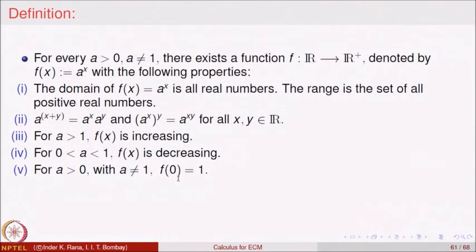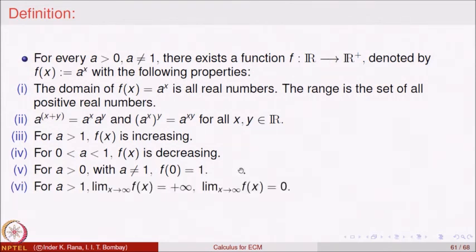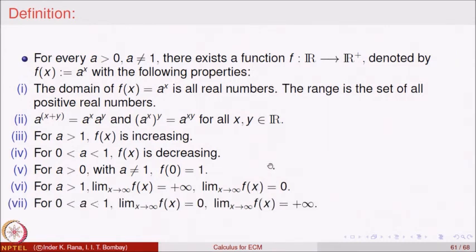f(0), for a bigger than 0 and a not equal to 1, f(0) is equal to 1, one can put that as the value. It keeps on increasing for a bigger than 1, and when a is between 0 and 1, as x increases, it comes closer to 0. So, this gives us the graph of the two functions.